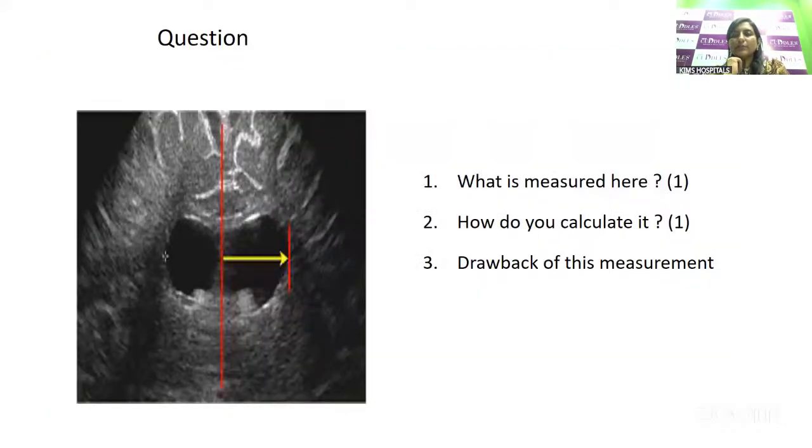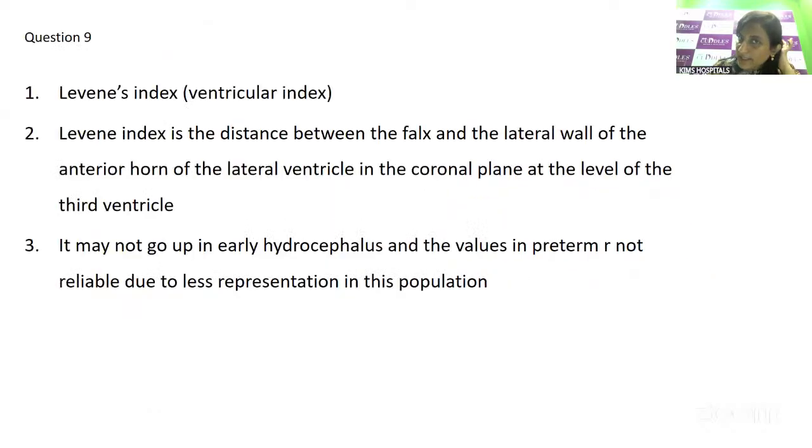So coming to the next question, what is measured here? So how do we calculate this? And what is the drawback of this measurement? So Levin's index is measured here, ventricular index. So we calculate it from the distance between the falx and the lateral wall of the anterior horn of lateral ventricle. So this is calculated in the third coronal plane.